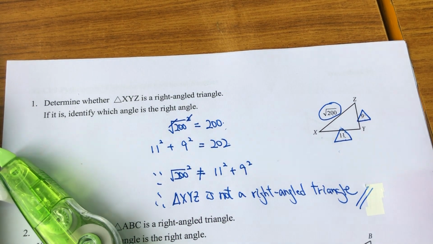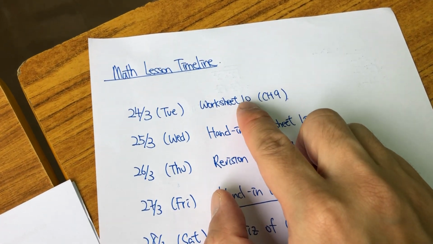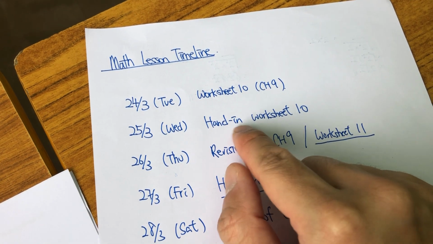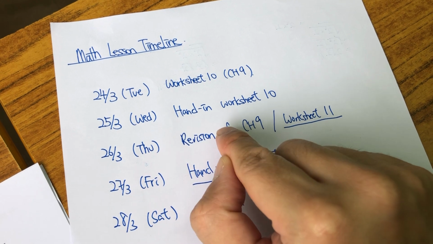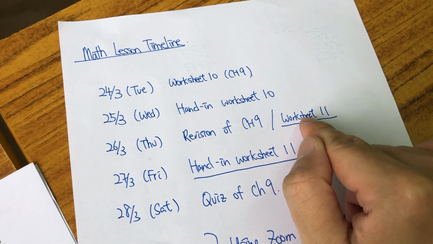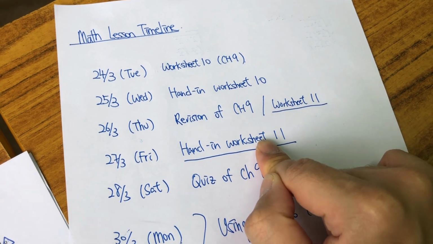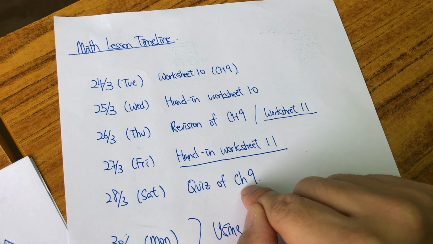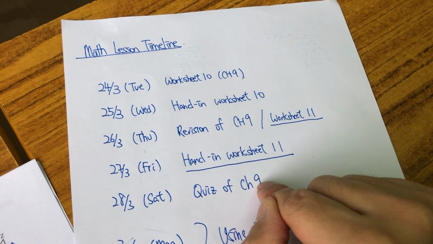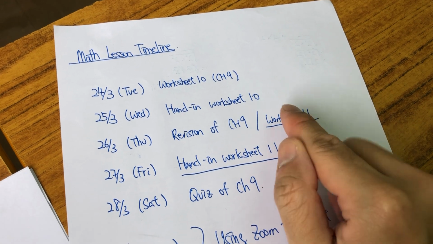Alright, is it clear? So please work on the worksheet 10. Remember, today you do the worksheet 10. Tomorrow you hand in to the Google Classroom. And then on Thursday we do revision and we give you one more exercise. On Friday you hand in this exercise 11 worksheet. And then on Saturday we have a quiz, quiz of chapter 9. If you want to know what are the things that you will see in this quiz, do worksheet 11.